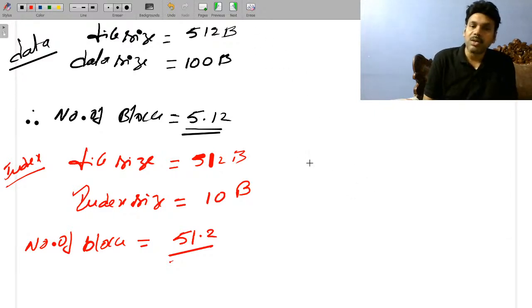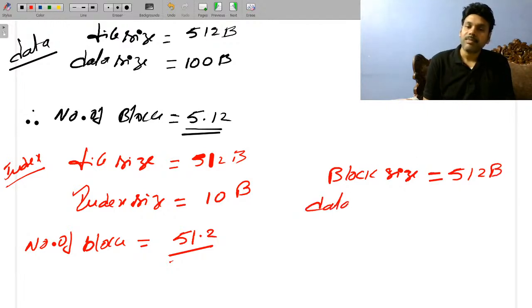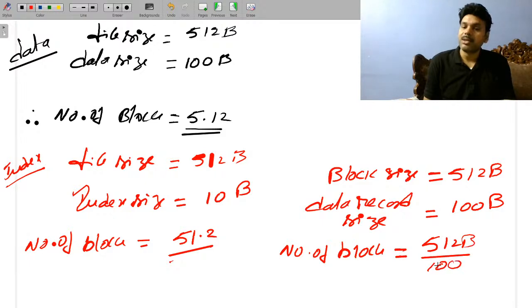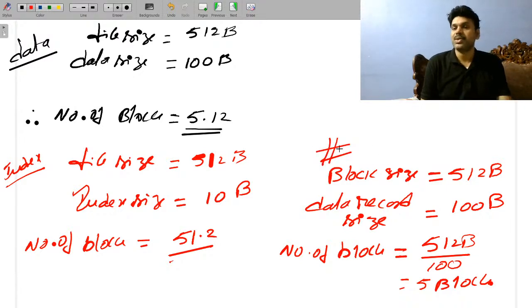Or sometimes you will also get it like this. If I am saying block size is equal to 512 bytes, and your data record size, please observe, your data record size is 100 bytes. You may also get it like this. Now I am asking how many blocks you need. So the number of blocks I need is 512 bytes divided by 100. So I need 5 blocks now. So if you get information like this, you can solve it like this.